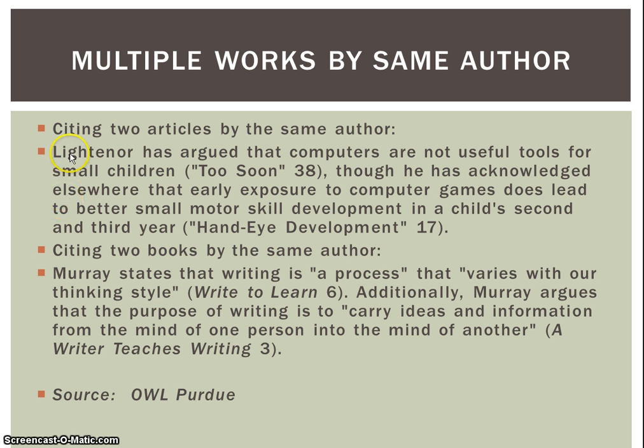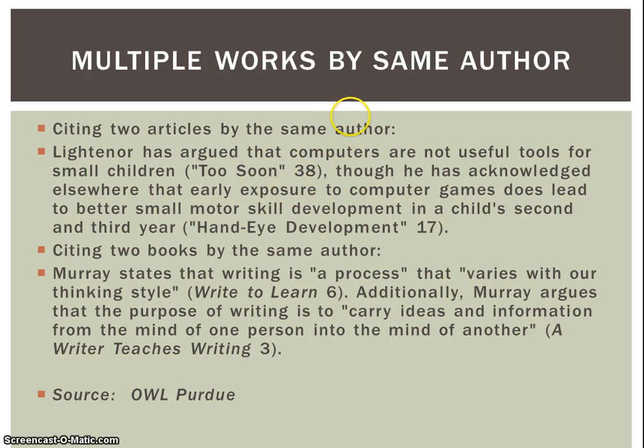Because you have a name, what you do is you take the title and you abbreviate it in a way that's going to help the reader discern the difference between the two sources that you're using. For instance, this one continues, though he has acknowledged elsewhere that early exposure to computer games does lead to better small motor skill development in a child's second and third year. The second part of that actually comes from a separate source, but they're both by the same person.